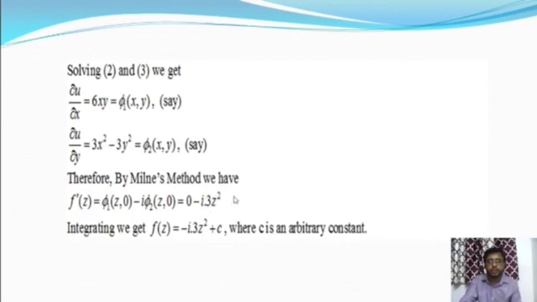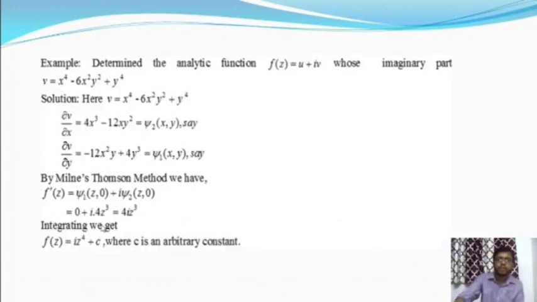Okay, so now integrating on both sides, we'll get f of z is equal to minus 3z to the power 3 by 3. There is some mistake here. It will actually be 3z to the power 3 by 3, that is, after cancelling the term 3, we'll get minus i into z to the power 3 plus c, where c is an arbitrary constant. And this is the last problem on lecture 3.